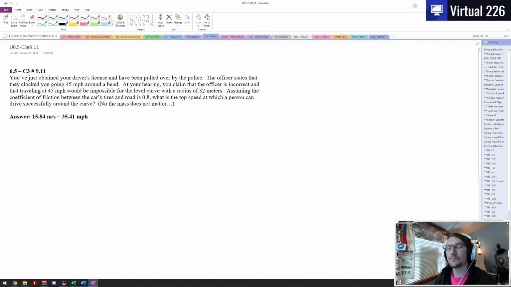Okay, so in this problem, we're looking at centripetal forces. We're looking at a simple approach here of just using friction to go around a turn right here. And let's take a look at the problem we've got. This is 6.5, problem C3, number 9.11.